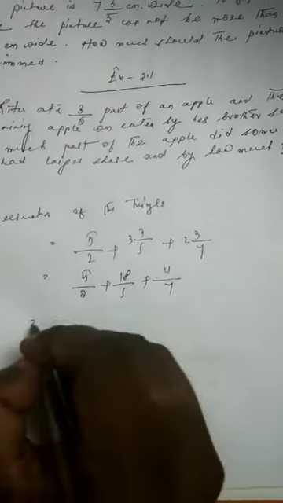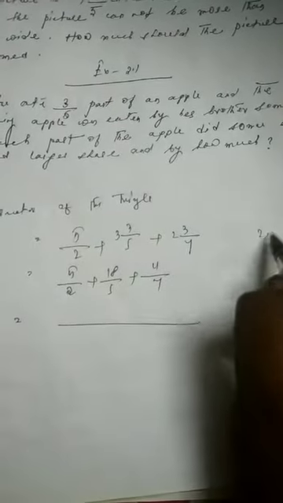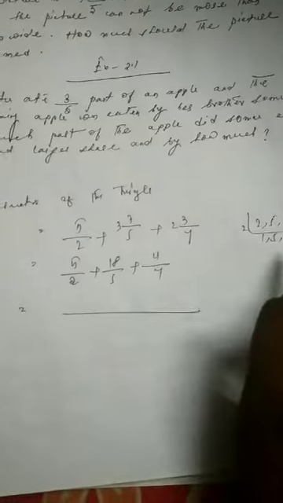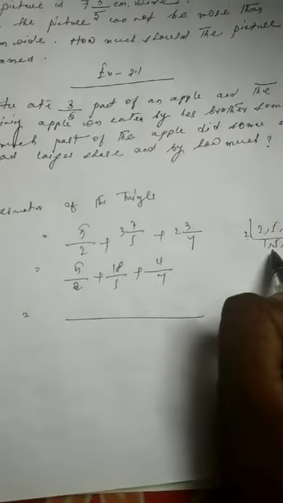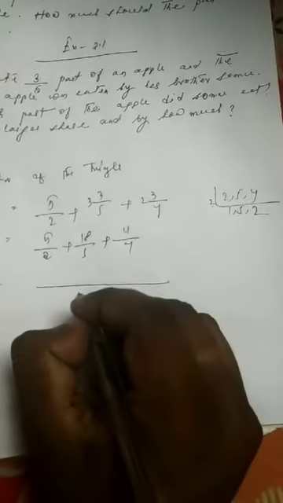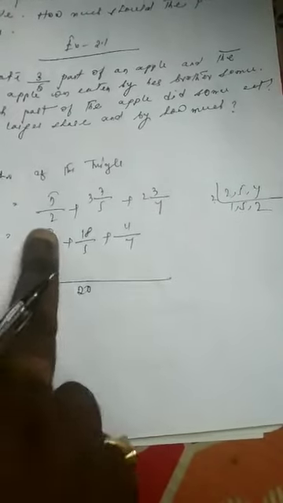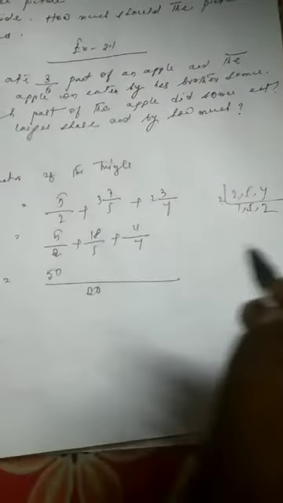Now let us go for the LCM of 2, 5 and 4. 2 1s are 2, 5 2 2s are 4, 5 2s are 10, 10 2s are 20. So I'll write 20 over here. 20 by 2 is 10, 5 10s are 50.